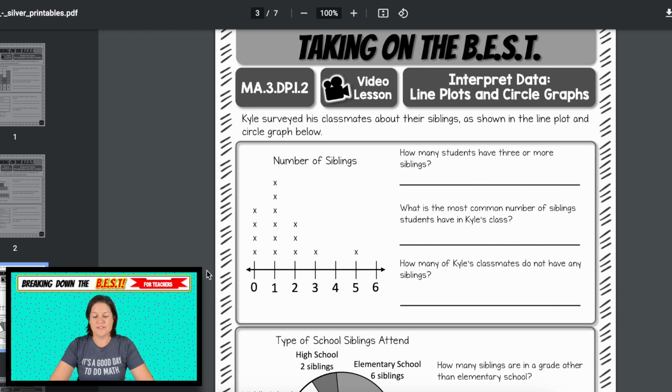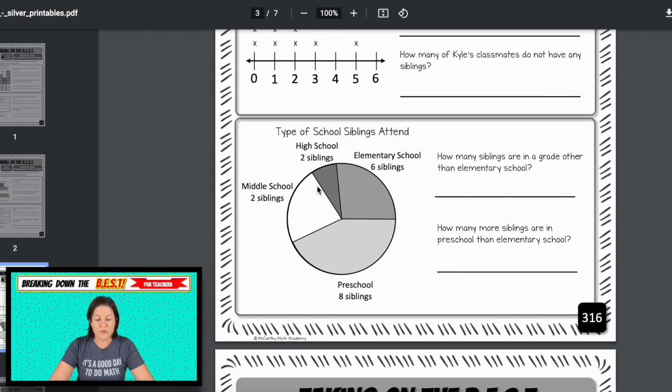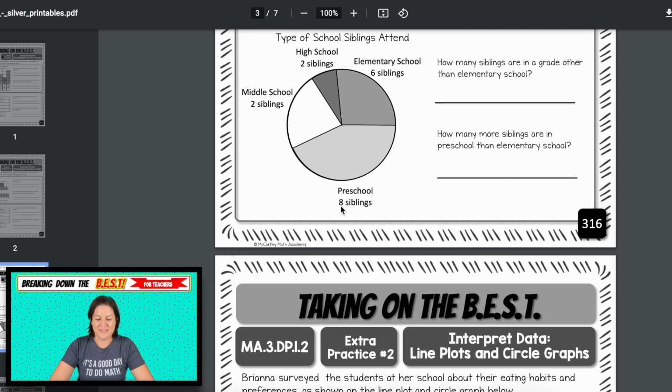The next video lesson is interpreting data using line plots and circle graphs. So you can see this is a line plot about the number of siblings. Here, I just want to point out, and I do in the lesson, this says that 2 siblings go to high school and 2 siblings go to middle school. Notice these are not equal values, and I did change this. I didn't change it in the printable because we change it in the lesson just to make it a teachable moment. So just know that it is changed in the video lesson.